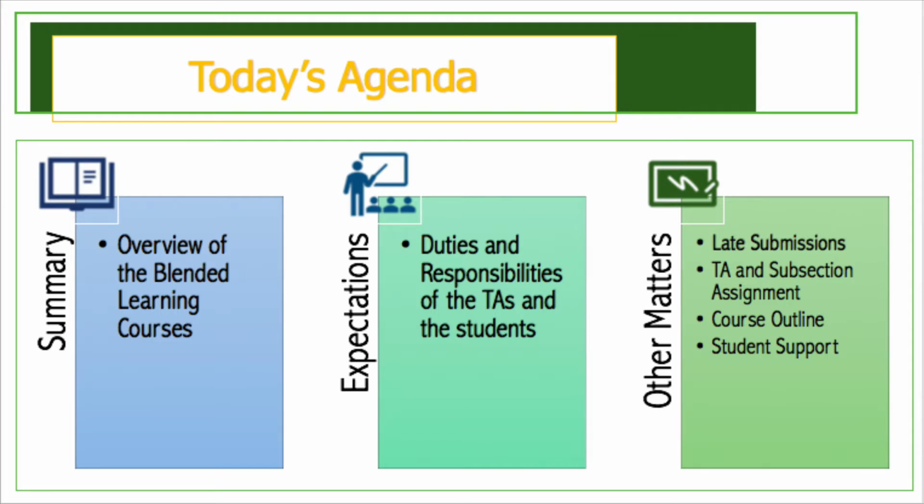And our second agenda will be setting the expectations between students and the teacher. So we will discuss what are the duties and responsibilities of the TAs and the students. Our last agenda for this orientation will include other matters such as late submissions, what are our policies for that, the TA and subsection assignment, course outline, and of course, student support. Now, let's begin with the first agenda.